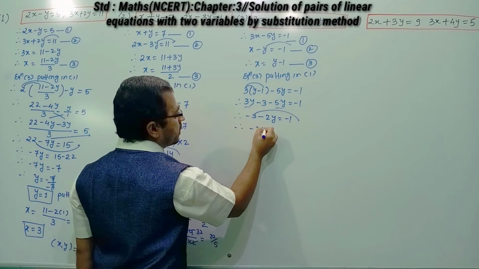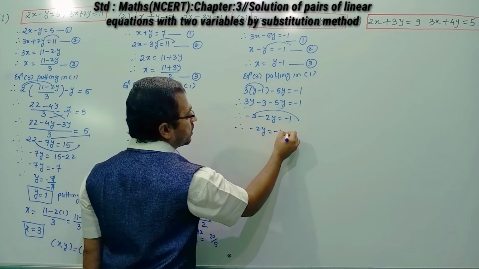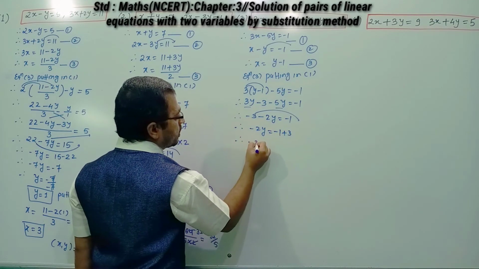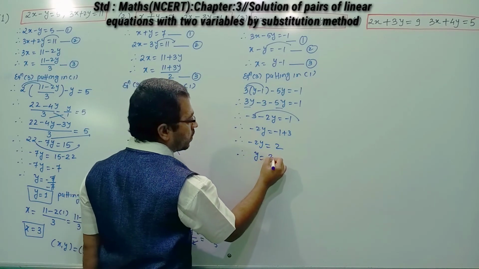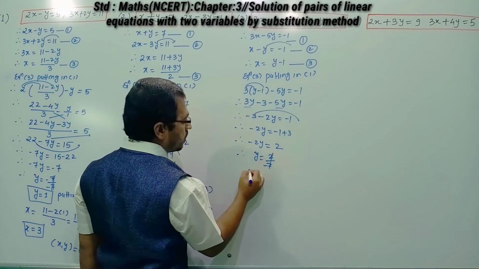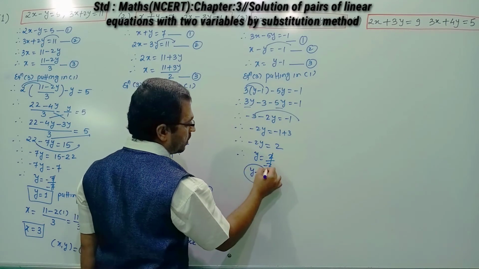So minus 2y is equal to minus 1 plus 3. So minus 2y is equal to 2. So y is equal to 2 by minus 2. So y is equal to minus 1.